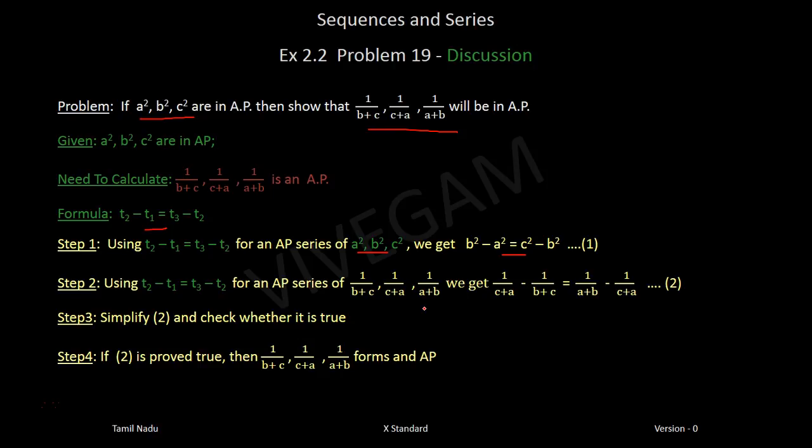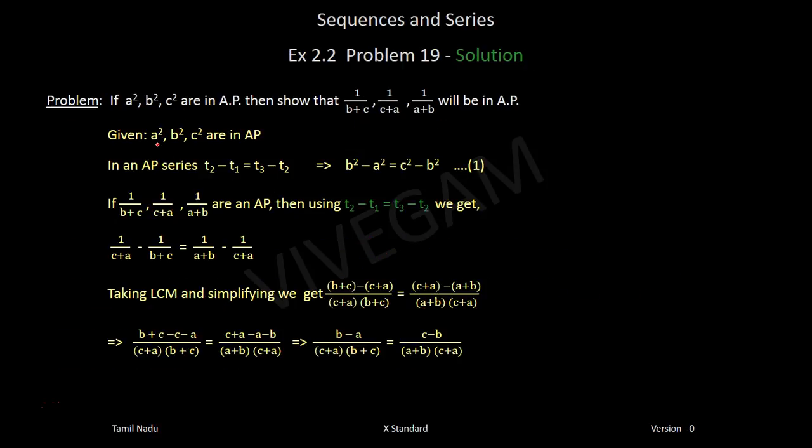Okay, now let's work it out for you. A square, b square, c square are in AP. So b square minus a square, that is t2 minus t1, equal to t3 minus t2, c square minus b square. Okay, this is an equation which we will keep, this is true, right?